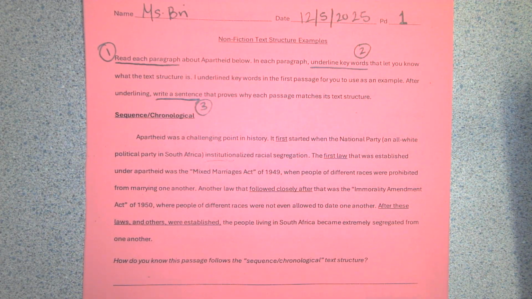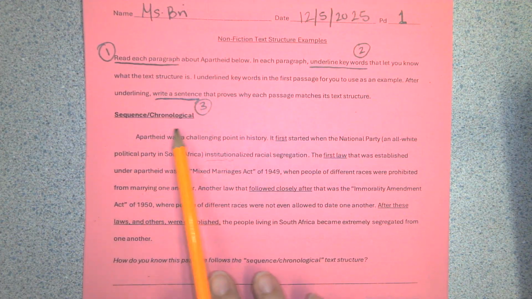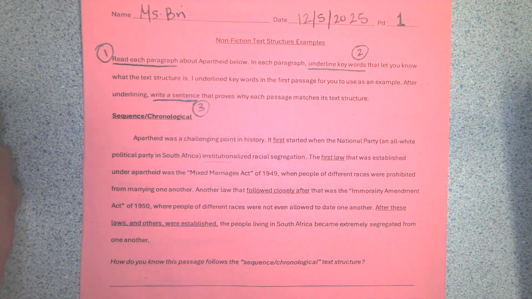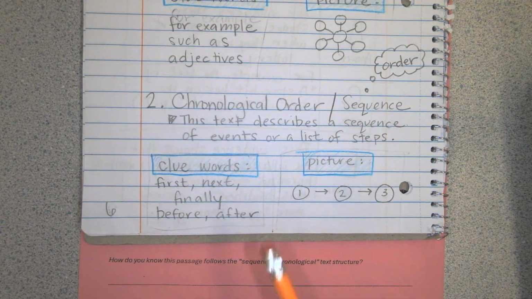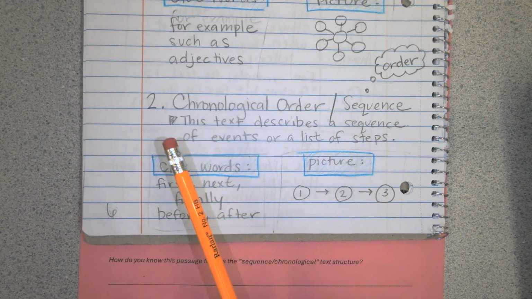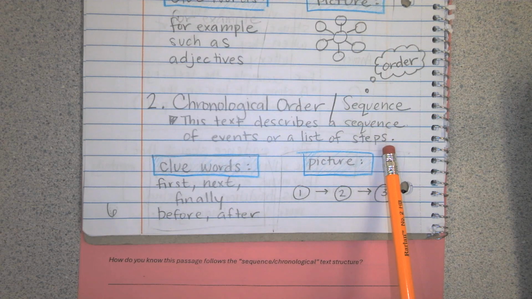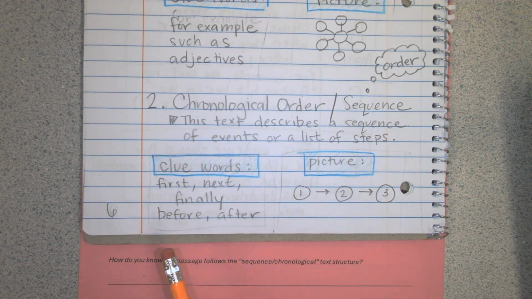Okay, so I've got some information about apartheid, but what is my second step? I need to underline those key words that help me figure out the text structure. Now I know that I'm looking for the sequence and chronological text structure. If you remember what that is, great, underline those key words. If you don't, let's take a look at our notes. So chronological order or sequence says this text describes a sequence of events or a list of steps. So some of our clue words might be first, next, finally, before, or after.